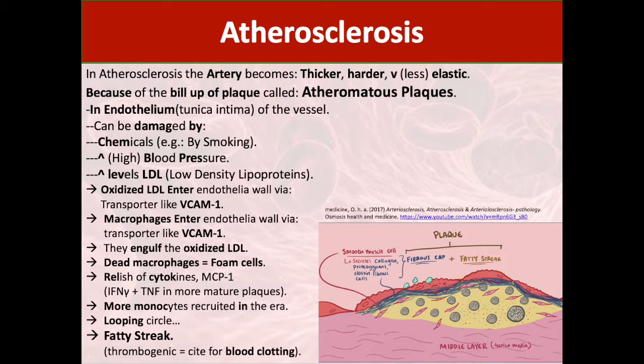Then the release of cytokines, MCP1, takes place, and IFN gamma, or else interferon gamma, and TNF, or else tumor necrosis factor, in more mature plaques. As a consequence, more monocytes are recruited in the area. This way a looping circle takes place, and as a consequence a fatty streak is created, which is thrombogenic, or in other words, a site which can create blood clotting.